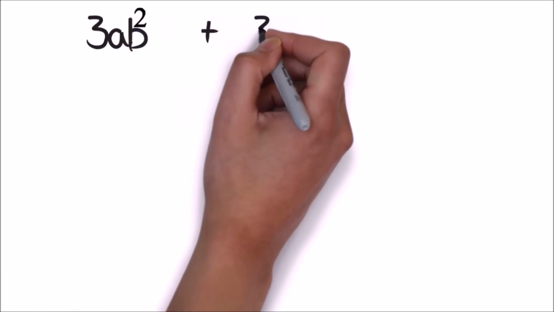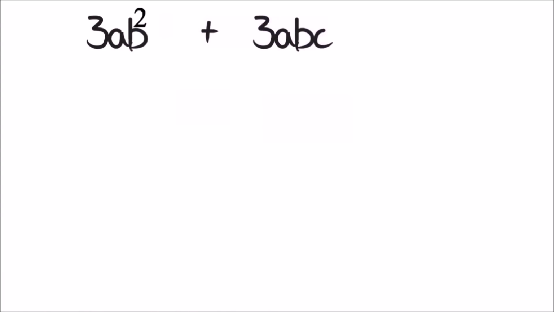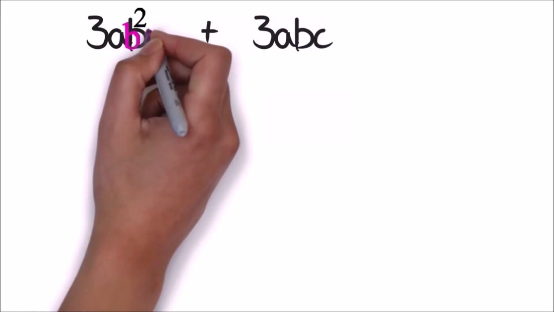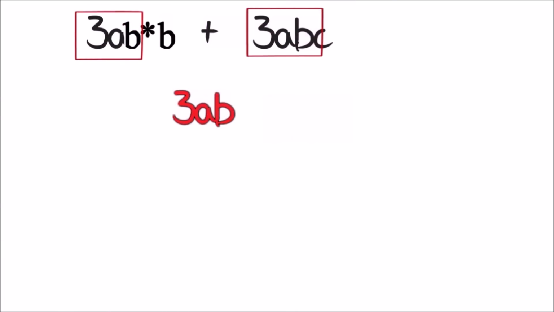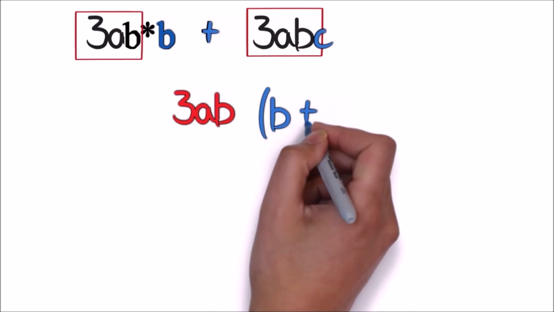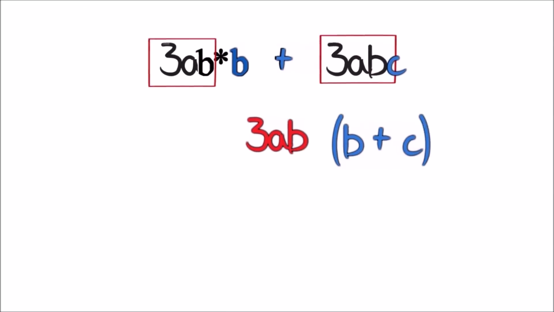Another example. We have 3ab squared plus 3abc. We know that b squared is the same as b times b. So the common things are 3ab. We can bring it out. We have one of the b's left and the c here. Our final answer is 3ab in parentheses b plus c.